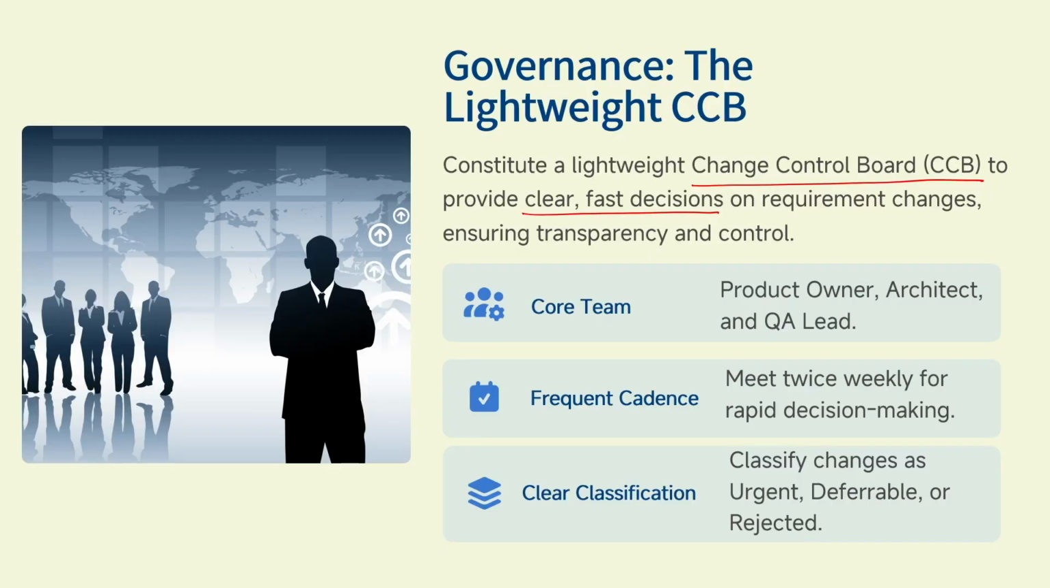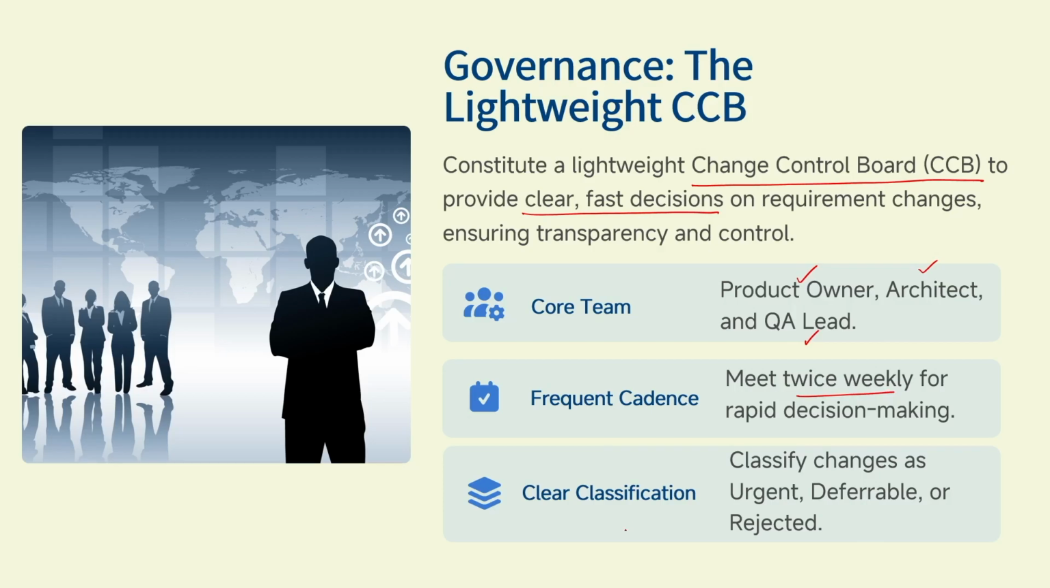And once everybody is okay, then they will consider that as a change request. So who will be in the core team? The product owner, the architect, and the QA lead. Okay, quality assurance lead. So how often do they hold this meeting? They meet at least twice weekly for this rapid decision making.